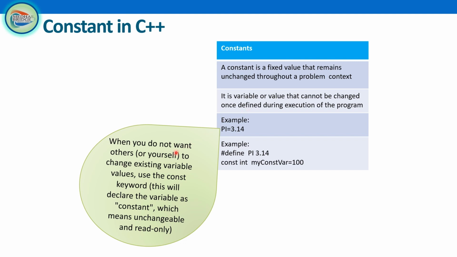Let me rephrase. When you do not want others to change the existing variable value, use a constant in your program for that variable. When you use the constant keyword with the variable at the time of declaration, it is treated as a constant. Constant means read only. The value is never going to be changed. Let's see how it works through sample examples.